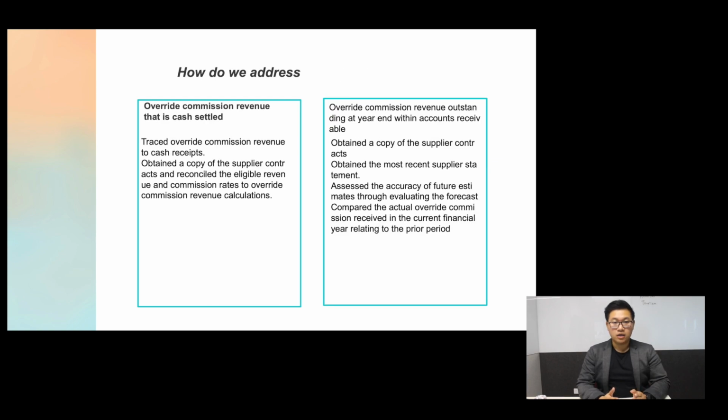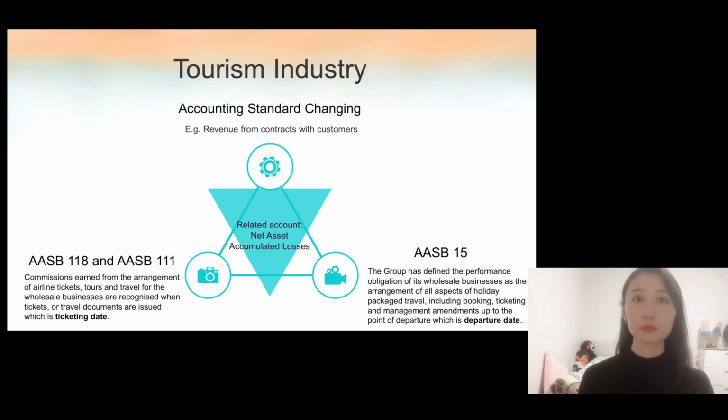So how should we address it? For the overall commission revenue, which is cash settled, we check it by using a sample. We trace overall commission revenue back to the cash receipt. We obtain a copy of the supplier contract and reconcile revenue and the commission rates to the commission revenue calculation. And for the overall commission revenue outstanding at the year end within accounts receivable, this is the key subject matter because we use testing using a sample as well. We obtain a copy of the supplier contract outlining the revenue and the commission rates and compare this to the rate that we used in the calculation, and we check the underlying relevant data of the revenue in the commission calculation to independent third-party booking information.